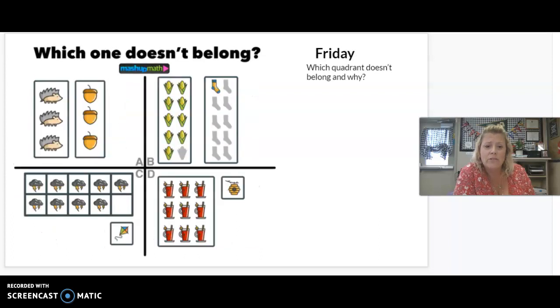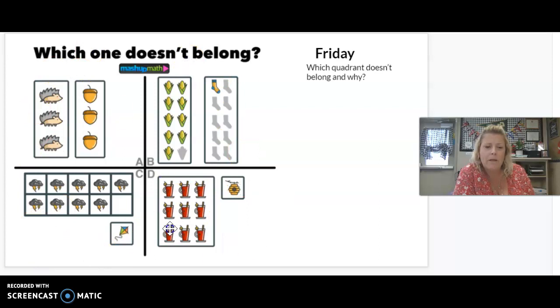And then, of course, Thursday and Fridays is the same thing. You have quadrant A, B, C, and D. They labeled it for you, so make sure you use one of those, A, B, C, or D. It's not always the same. And look to see mathematically, addition, multiplication, division, subtraction, which one doesn't belong and why.